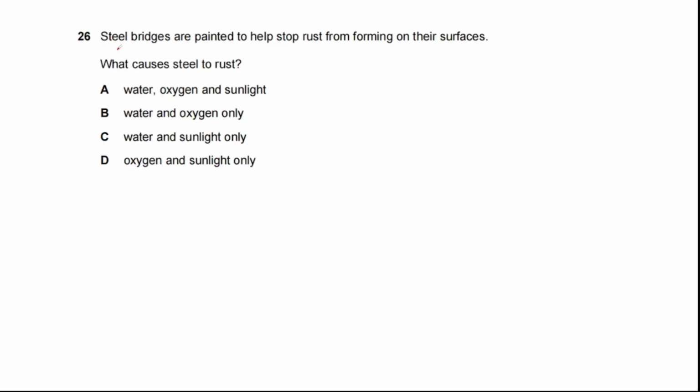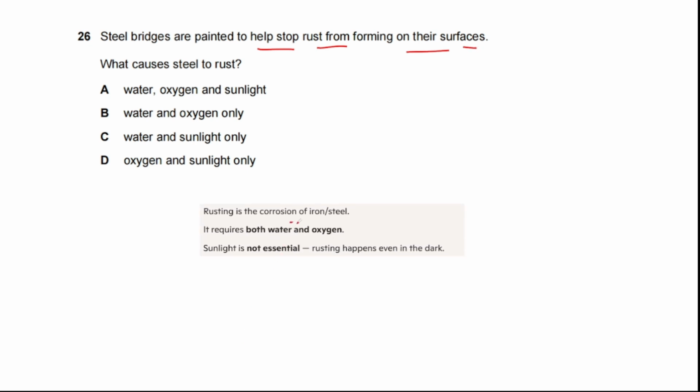Question number 26. Steel bridges are painted to help stop rust from forming on their surfaces. What causes steel to rust? Rusting is basically the corrosion of iron or steel, and it requires both water and oxygen. The sunlight is not necessary. So water and oxygen only. So the correct option is option B.